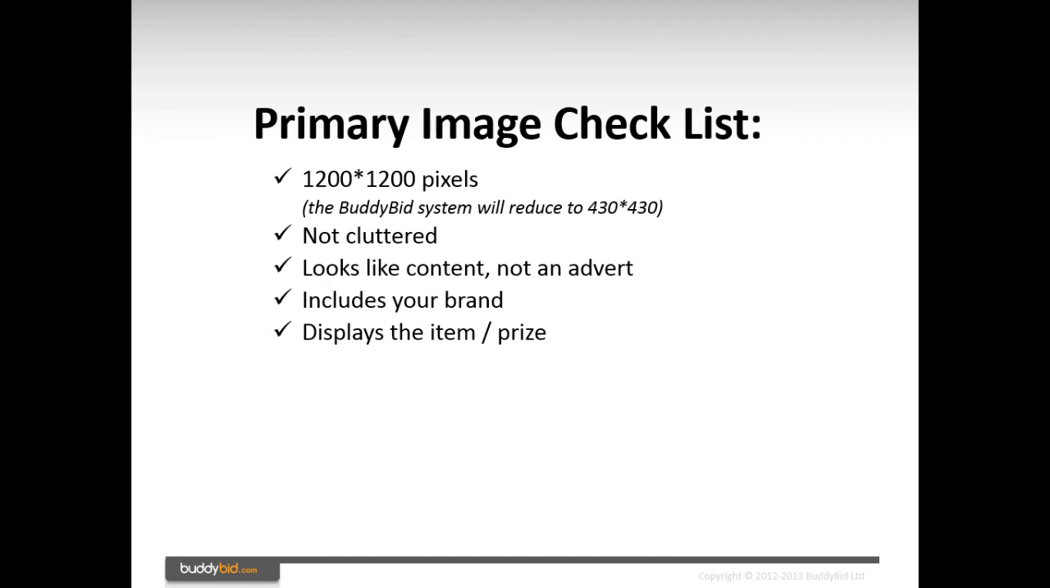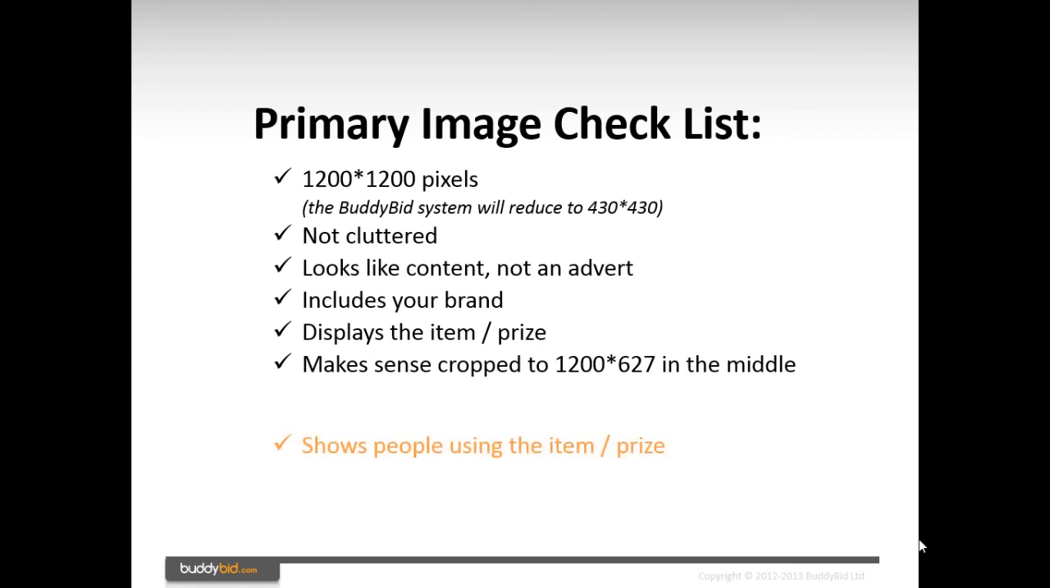Remember to display the item or the prize that is actually up for grabs, and ensure that it's going to make sense when it's cropped to 1200 by 627 through the middle. You can leave a white space or a blank space above and below on that primary image if you want to. Lastly, pictures that include people tend to have a much higher click-through rate. So if you've got any pictures of someone using whatever you're putting up for auction, this tends to lead to a higher click-through rate. I hope you find this guide helpful. By following these practices, you will get a higher click-through rate and much better brand exposure using BuddyBid.